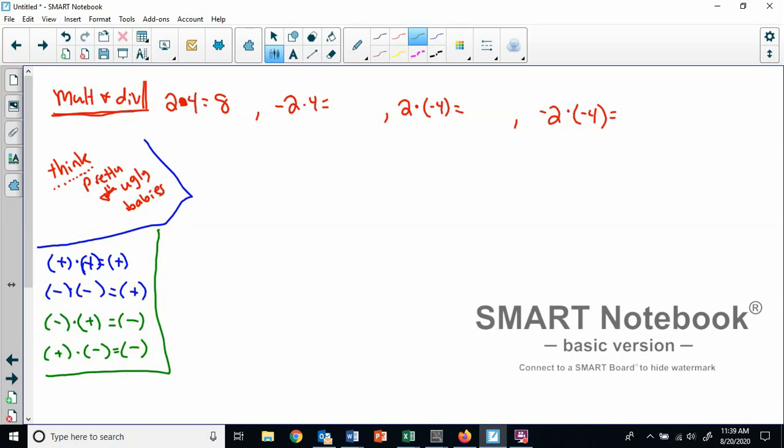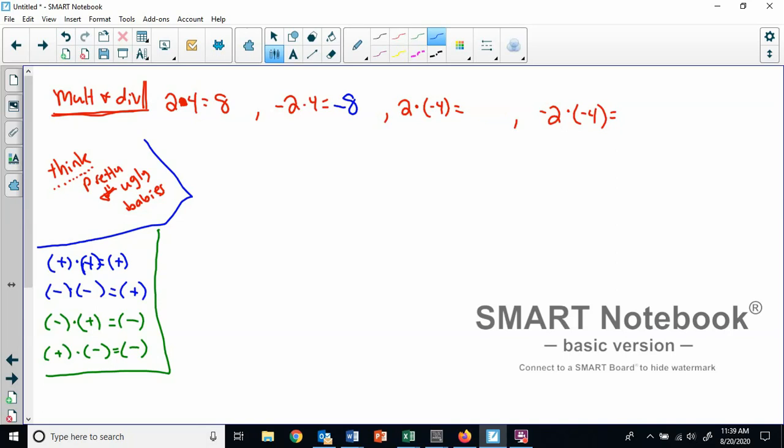All right, so we can use this rule of ugly and pretty babies for multiplying numbers. We know 2 times 4 is 8, so all of these are going to be 8, just either negative or positive in some way. Okay, so 2 times 4 is 8. There are opposite signs. One is negative, one is positive. Ugly mama, pretty daddy, that's going to make an ugly baby, a negative 8.